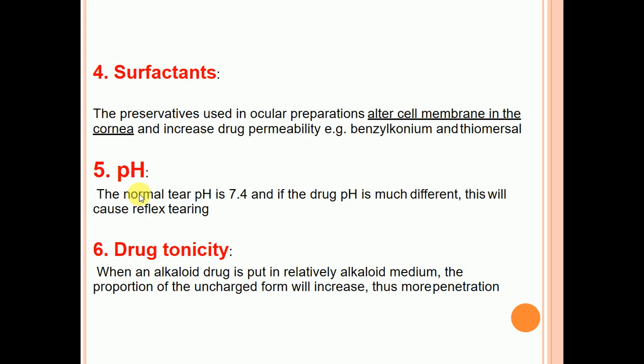The fifth one is pH. The normal tear pH is 7.4, which is also the normal physiological pH, and if the drug pH is much different, this will cause reflex tearing. The sixth one is drug tonicity. When an alkaline drug is put in a relatively alkaline medium, the proportion of the uncharged form will increase, giving more penetration.